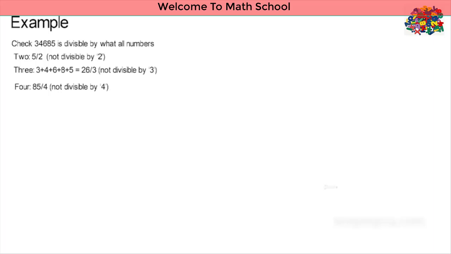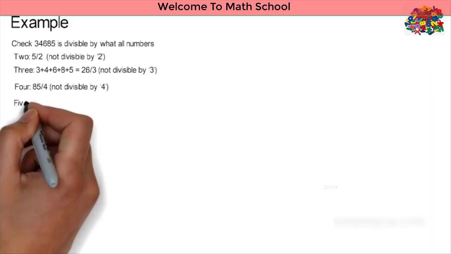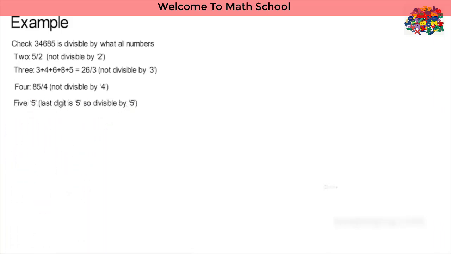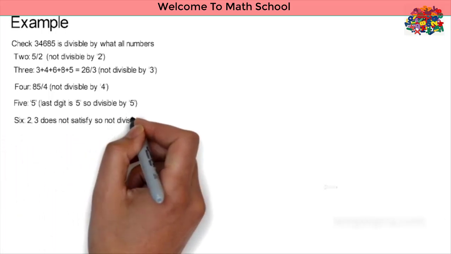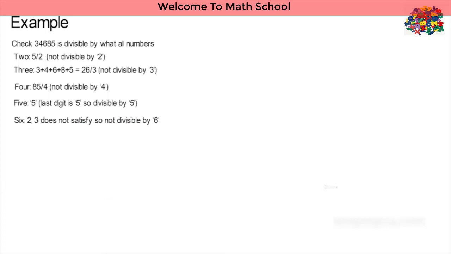Let's check 4. The last two digits are 85. Is 85 divisible by 4? No, so the entire number is not divisible by 4. Next, with 5, the last digit is 5. Is the number divisible by 5? Yes, the number is divisible by 5. Next with 6, you have to satisfy the rules for 2 and 3, but the number is not divisible by 2 or 3, so the number is not divisible by 6.